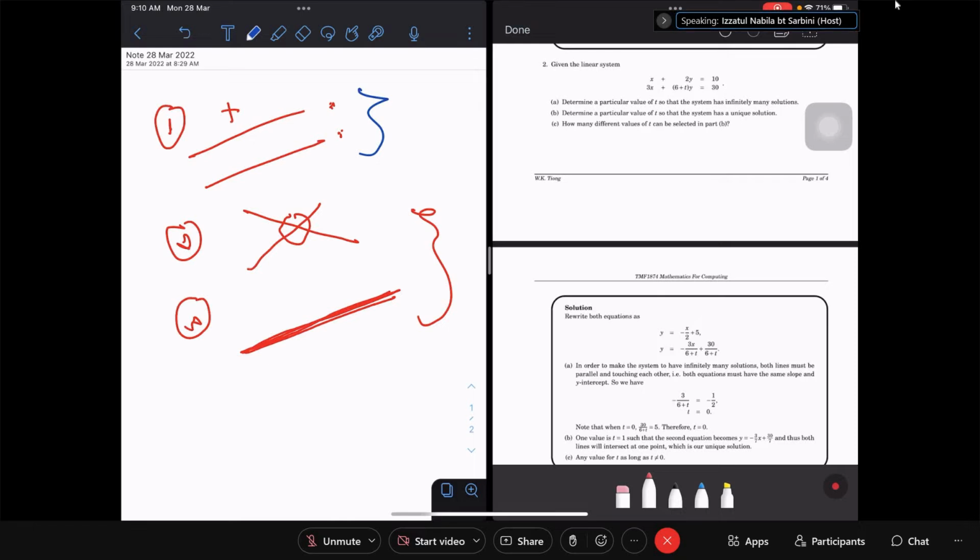So what you need to do is find the value for t. Okay, for t here, the gradient here has to be equal to that of the first equation. So negative 3 over 6 plus t is equal to negative 1 over 2. So your t is equal to 0. That will be the answer for question A. Okay, t equals 0 in order for you to have many solutions, in order for the two linear equations to intersect with each other at many places.